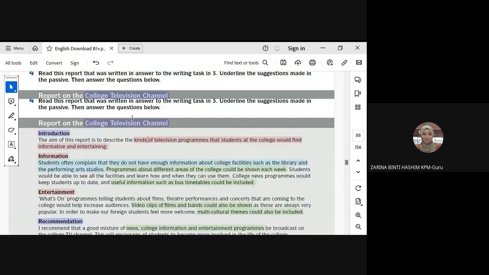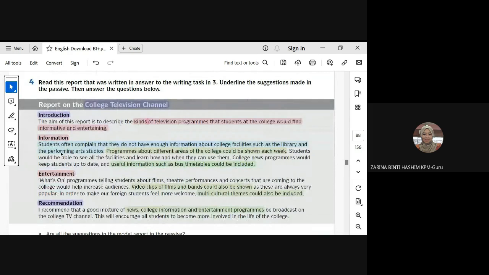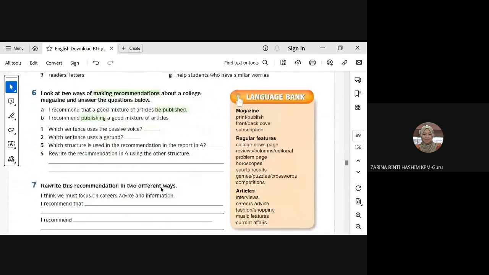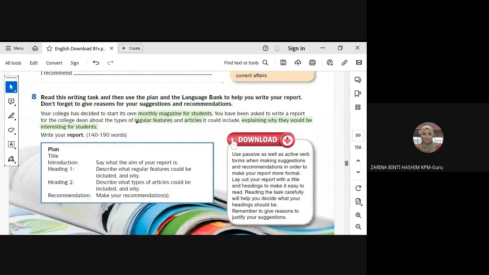Okay, and then you need to have the next thing. This one you can refer to the question. So what is that first one? Now we highlighted. Okay, heading number 1. So look at the plan. So we have done title, we have done introduction. Okay, now we are looking at heading number 1. So what do you think is the heading number 1? Describe what regular features could be included and why. Okay, so your heading will be regular features. Okay, heading number 1 will be regular features.